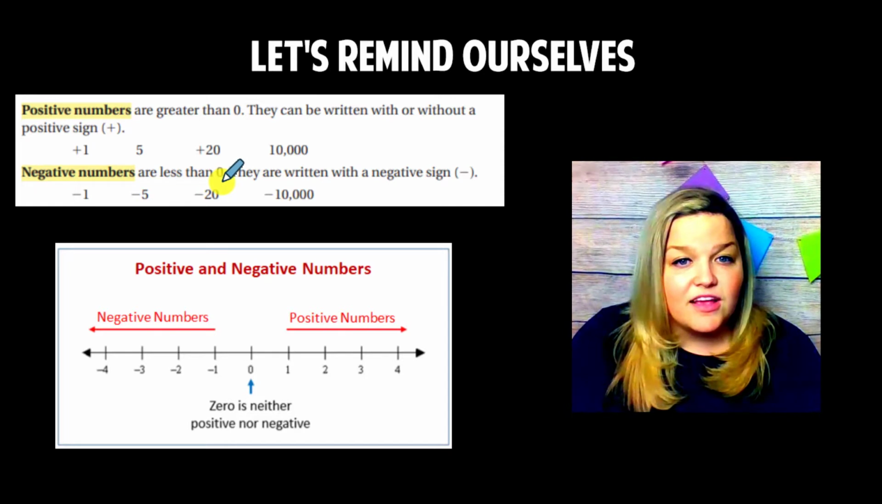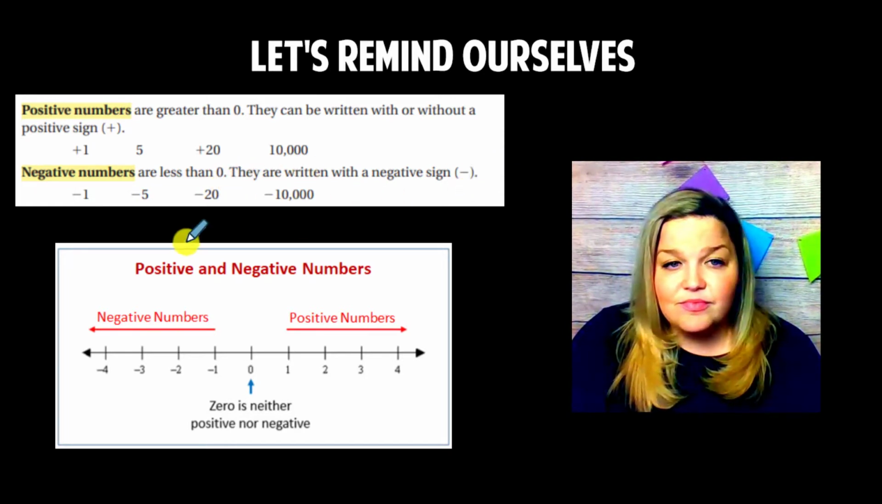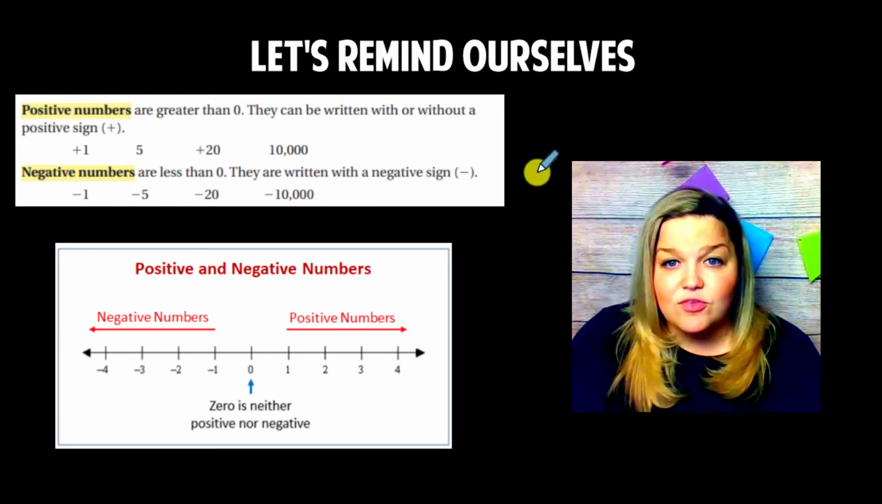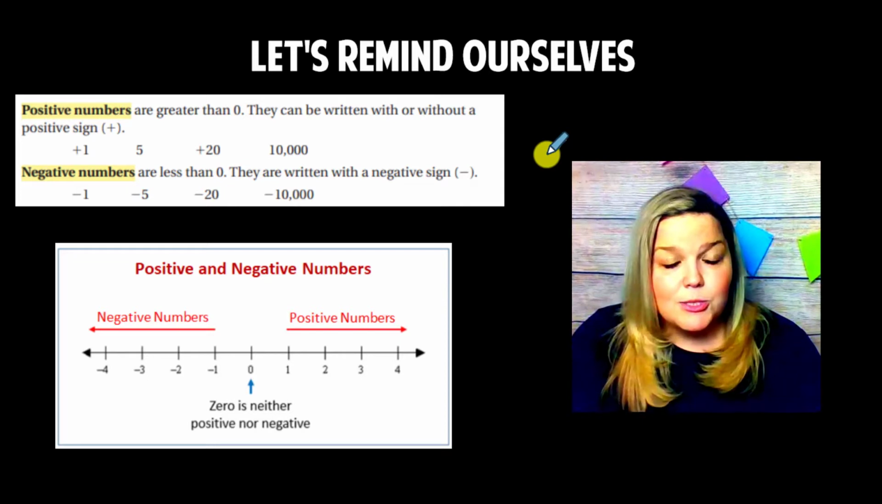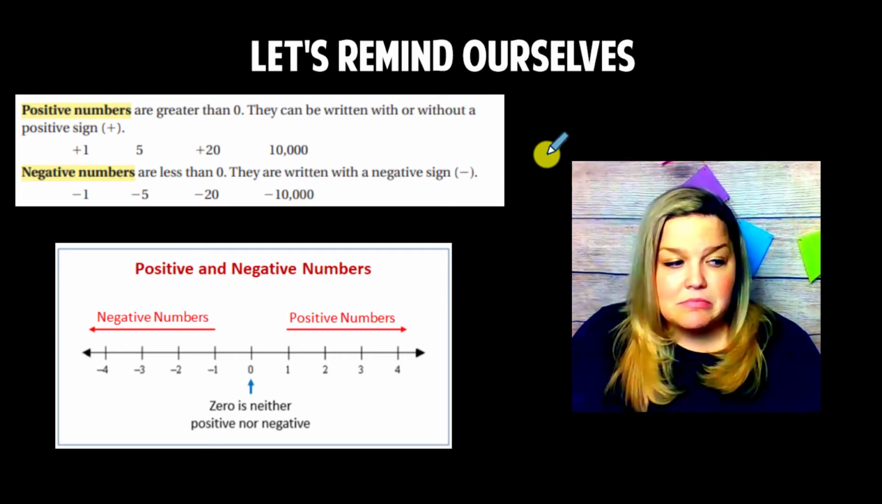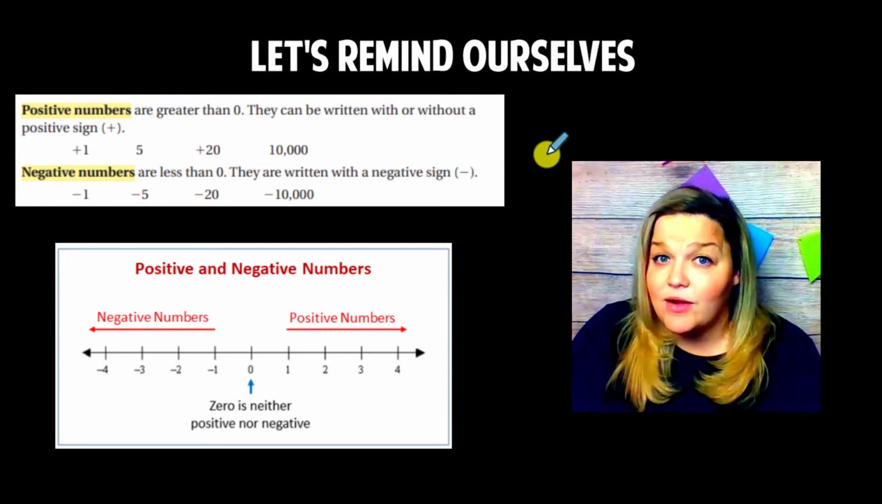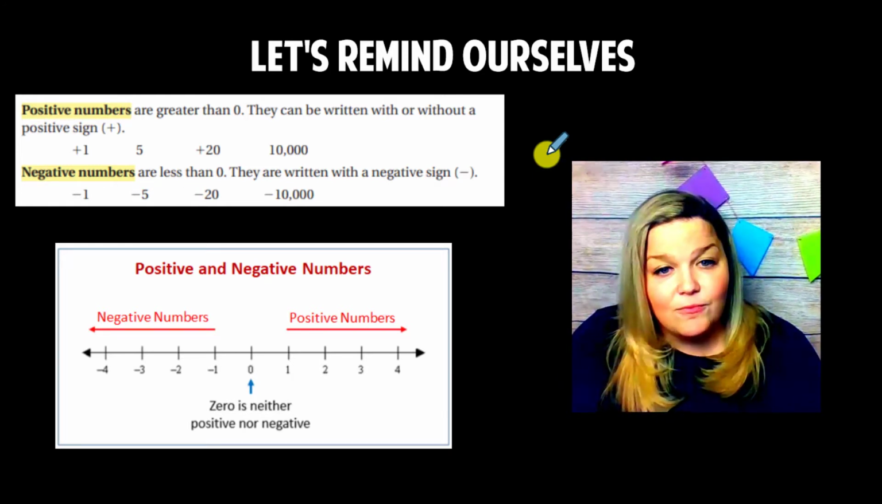Negative numbers are less than 0. They are written with a negative sign. So -1, -5, -20, and -10,000. In order for that number to be described as negative, you have to write that negative sign, because remember, if it doesn't have one, we assume that it's a positive value.